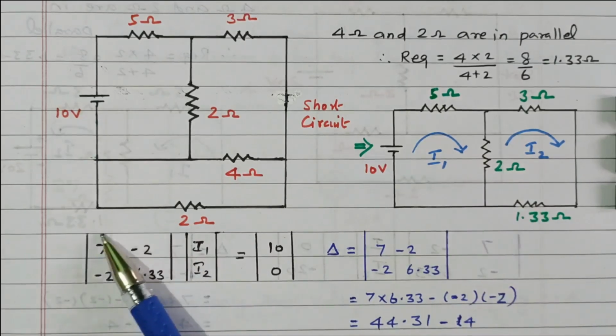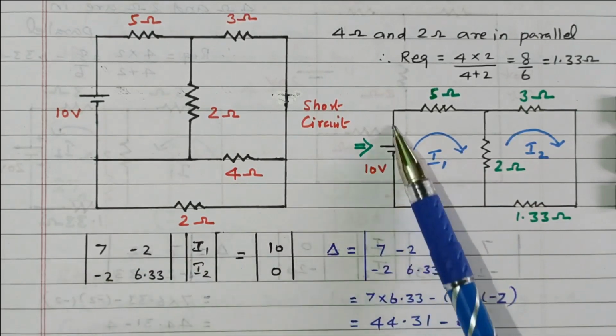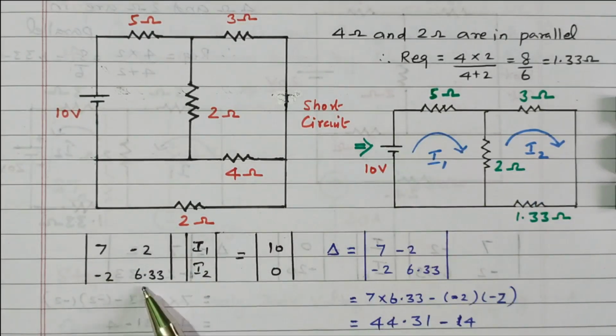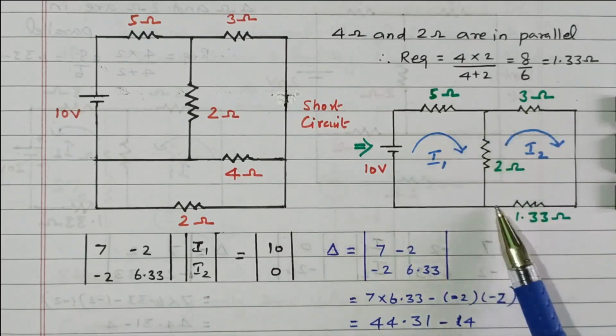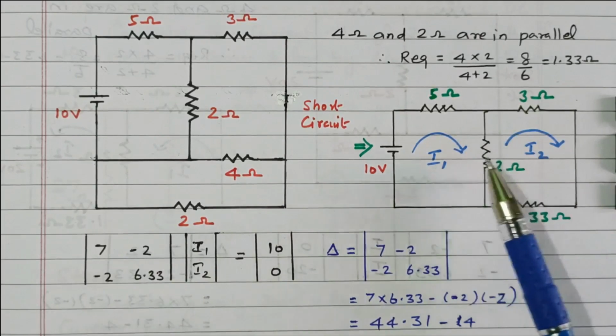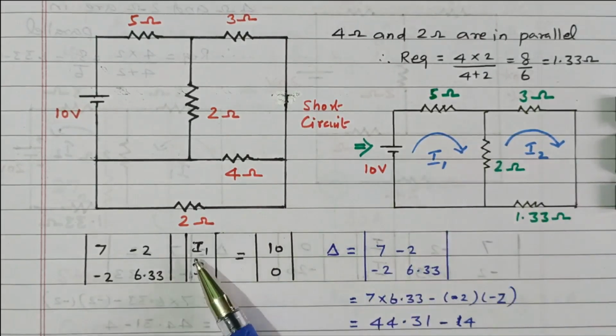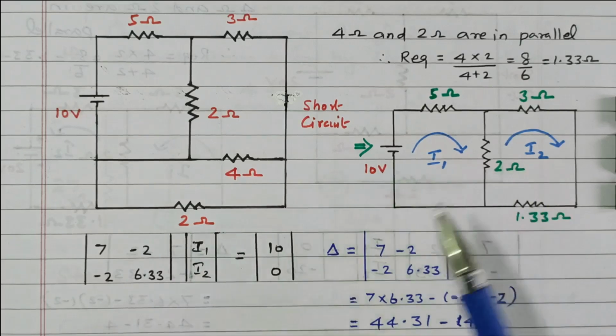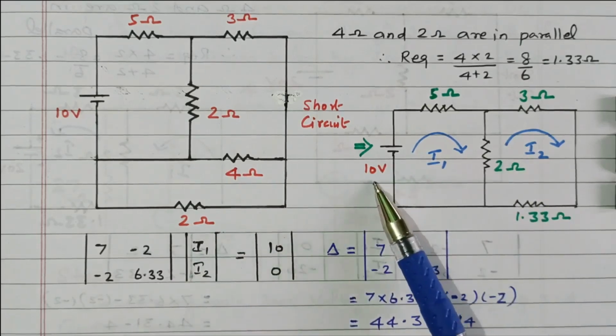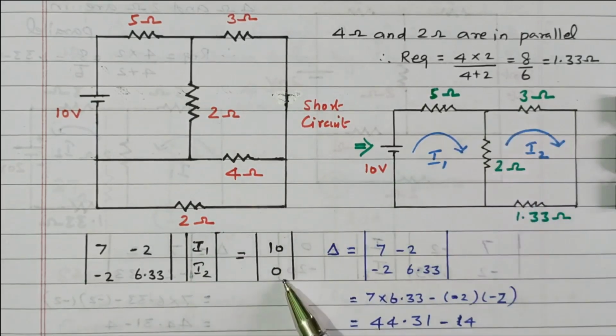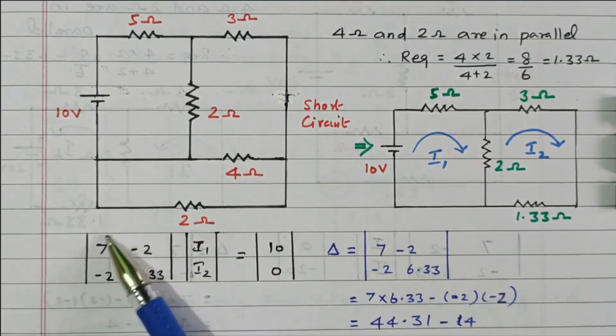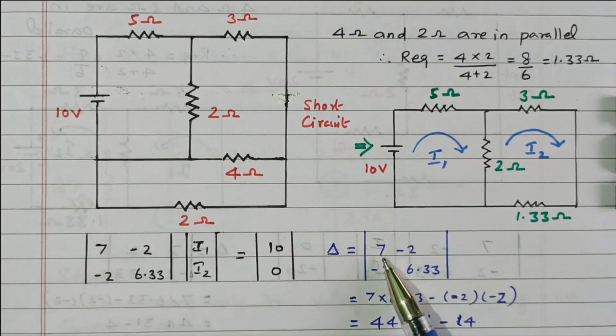So the resistance matrix is formed. The first diagonal entry is the total resistance in loop 1, and 6.33 is the total resistance in loop 2. These two are commonly available between loop 1 and loop 2. Then the currents are I1 and I2. What is the voltage in loop 1? 10 volts. In loop 2 there is no voltage source, so it is 0. The KVL loop method has separate videos available, so here they are directly given. So we can take the delta value, that is 7 times 6.33 minus 2 times 2.